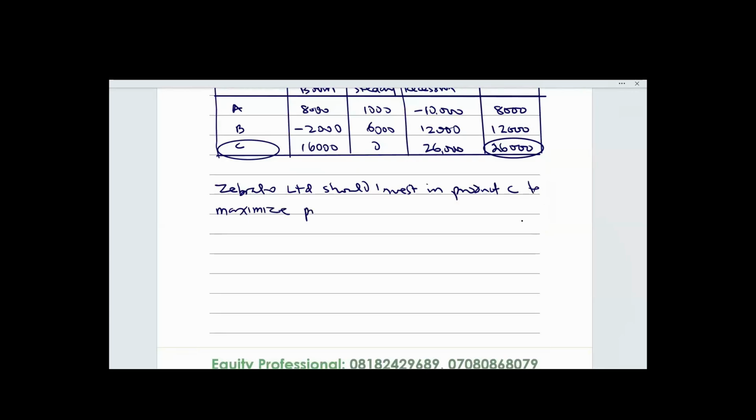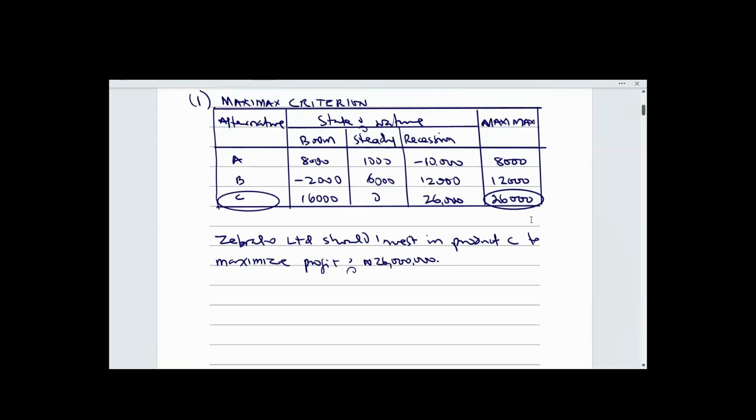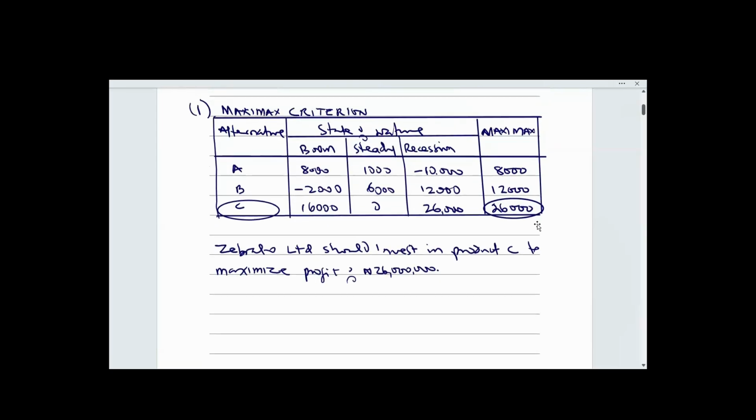To maximize profits of 26 million. Okay, so that's what you need to do under Maximax. The next one is maximin.